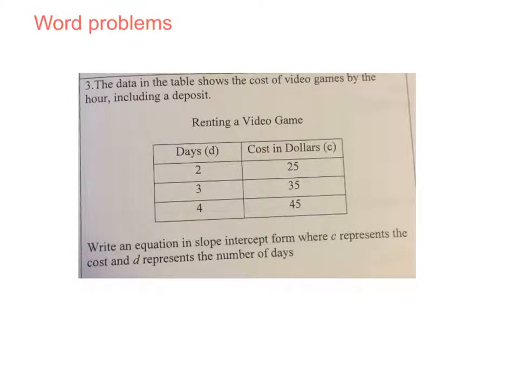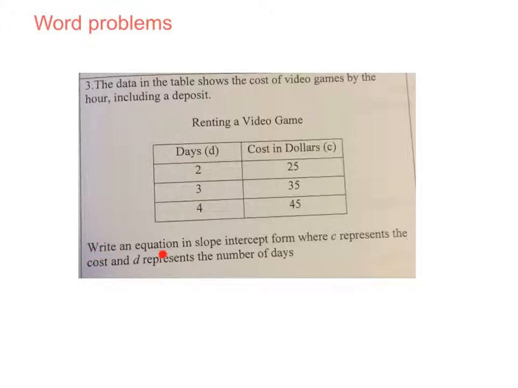Now let's look at word problems. For this section, you don't have to copy down this entire graph, but I do want you to take a minute while I'm talking to copy down the table. So you should be copying this down while I read the problem aloud. Question 3. The data in the table shows the cost of video games by the hour, including a deposit. So for renting a video game, here's a table of some of those costs. If I rented one for 2 days, the cost would be $25. For 3 days, it would be $35, and for 4 days, it would be $45.